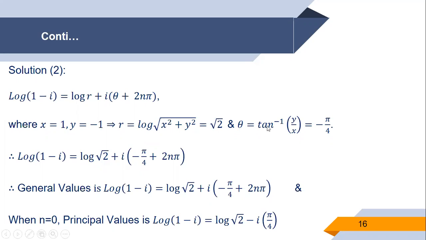And theta is tan inverse y by x. Here x is greater than 0 and y is less than 0, so that means it is in the fourth quadrant, so theta is minus tan inverse of y by x. Tan inverse 1 is pi by 4, so theta is minus pi by 4. So we write log(1 - i) as log r, that means log root 2, plus i times (minus pi by 4 plus 2n pi). So this is the general value of log(1 - i). Now if we take n as 0, then log root 2 minus i pi by 4 is the principal value of the logarithm.